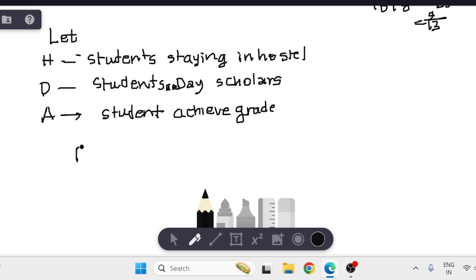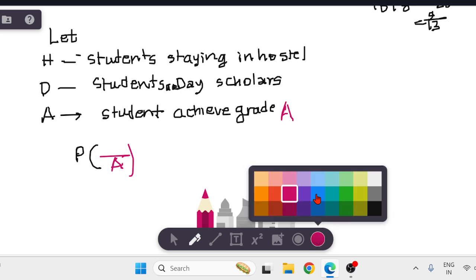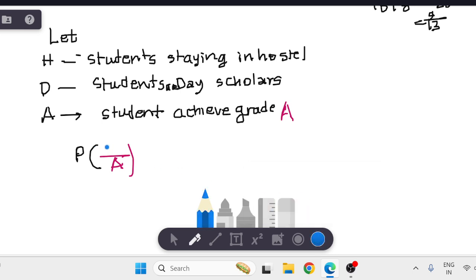And what is required? Probability of, I'll just mark red what was given, achieve grade A. So this is your red, so it goes down, and the blue comes on the top. That is, they are hostel students. So what we have to do is just write the A on the bottom. The grade A can be achieved by some students staying in hostel, and also from the day scholars.